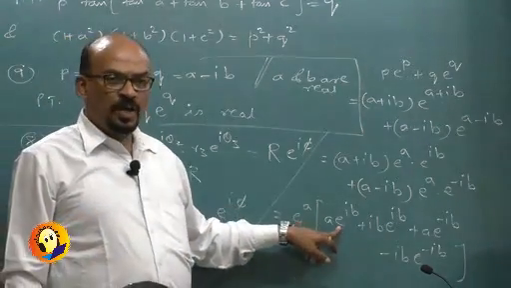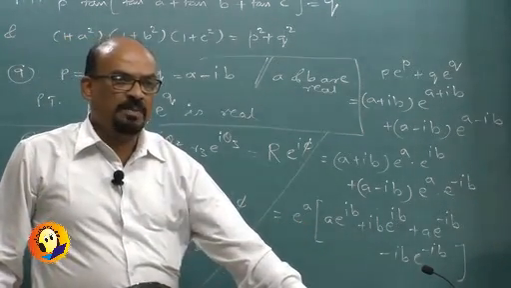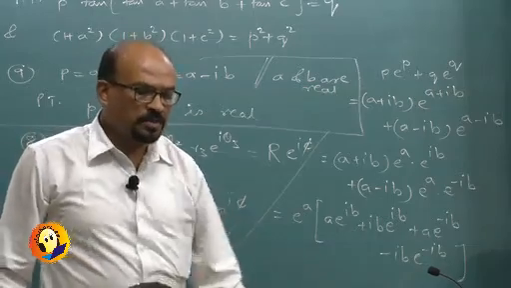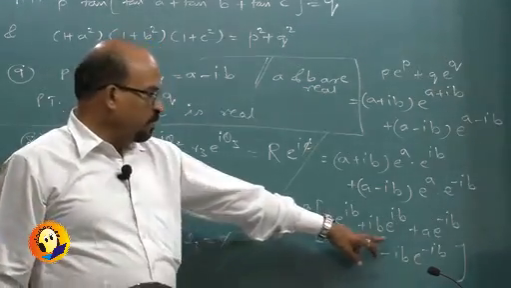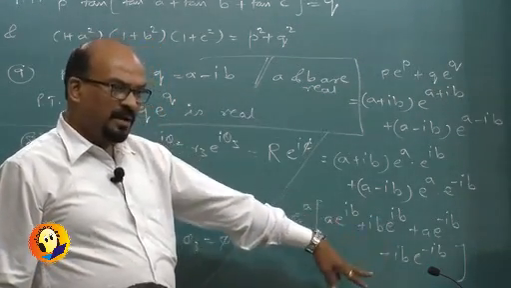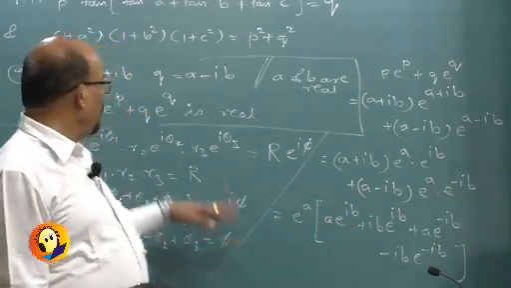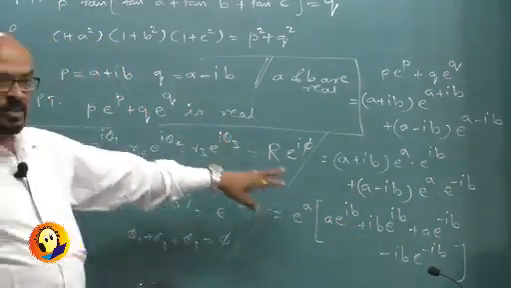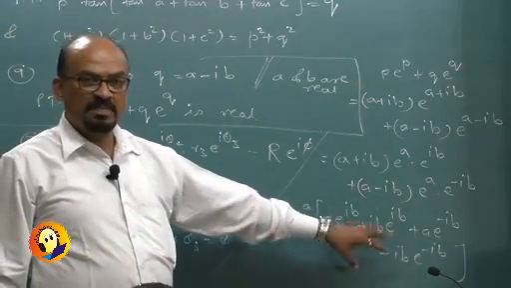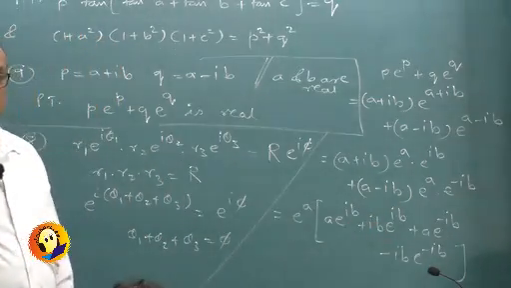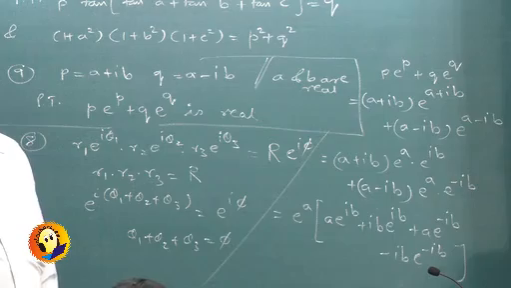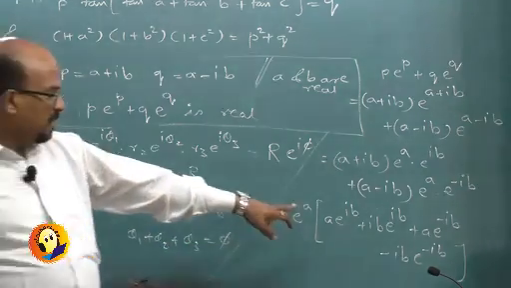And e raised to ib, you write it as cos b plus i sin b, cos b plus i sin b, like that, and several cancellations will take place, and we want to prove it to be real. That means all the coefficients of i will simply vanish. Sin b terms should vanish. Cos b plus i sin b is appearing everywhere.